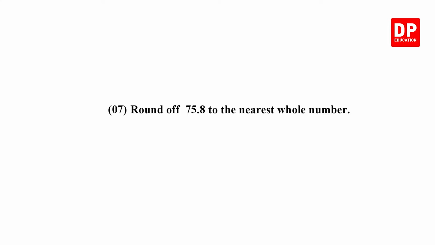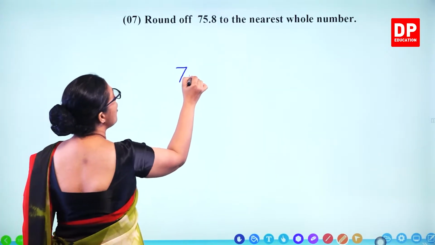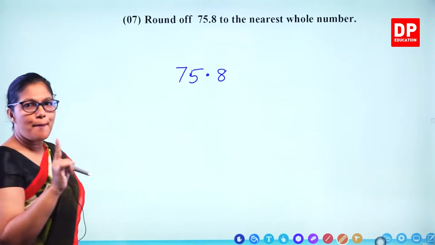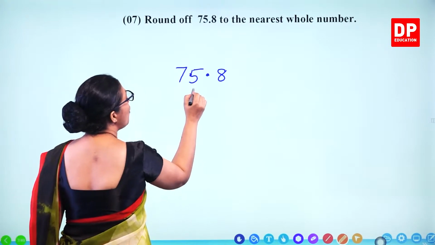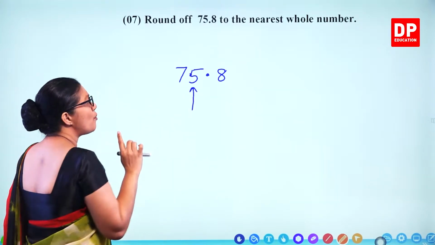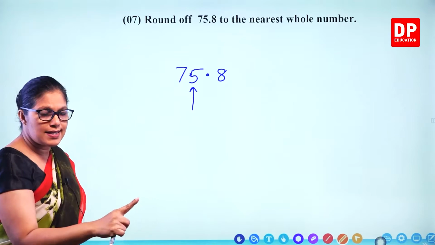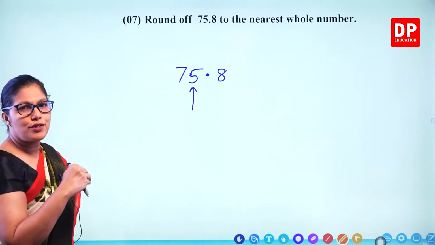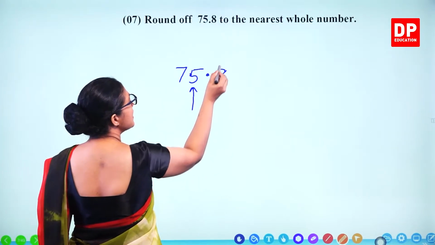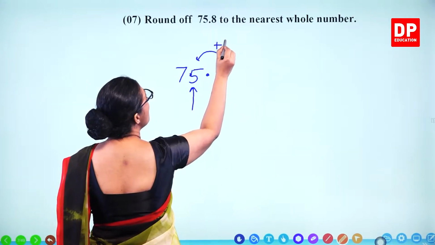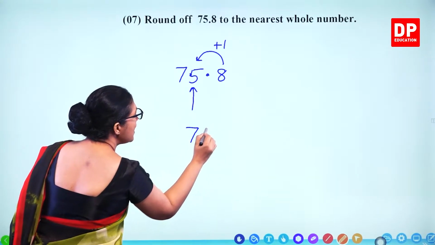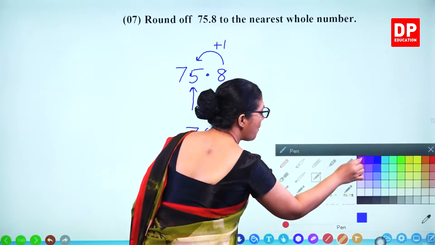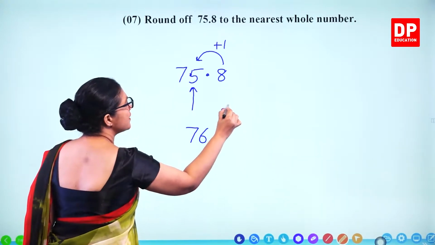Question number 7. Round off 75.8 to the nearest whole number. So when you want to round this value, what you do? You look at the next digit. If the next digit is 5 or more, you have to add 1 to the previous one. So this is 8. So that means we are adding 1 to this. So 76 is the value nearest to the whole number. So 2 marks for that.